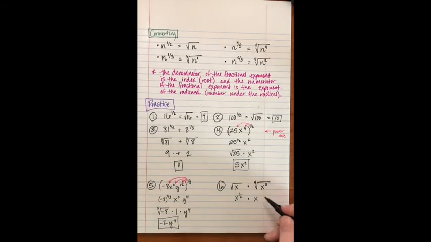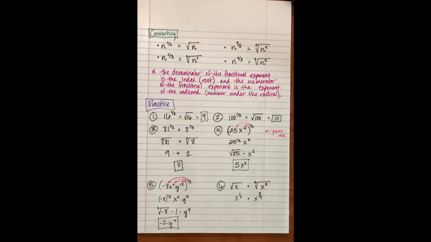It's definitely going to be fractional. Numerator is the number on the inside. Denominator is the root, which is on the outside. So this is equivalent to x to the 3/4 power. Okay? Now let's go through our laws of exponents.